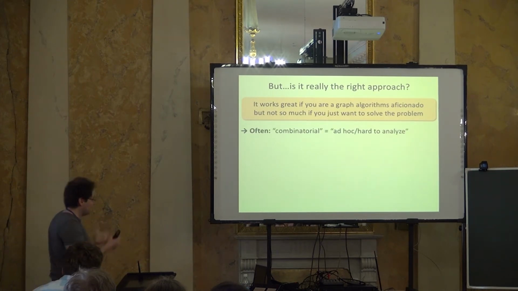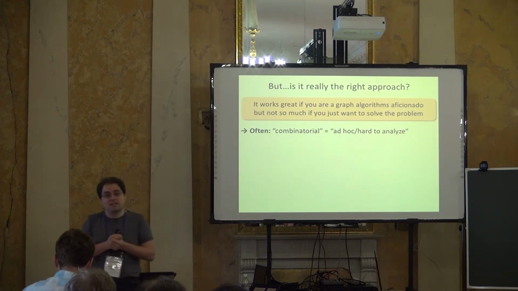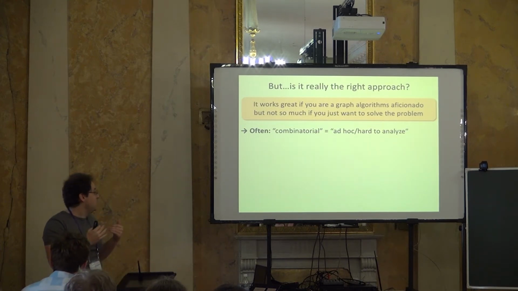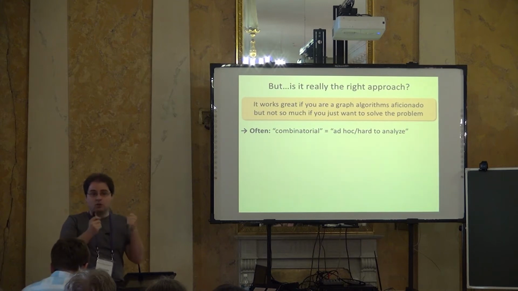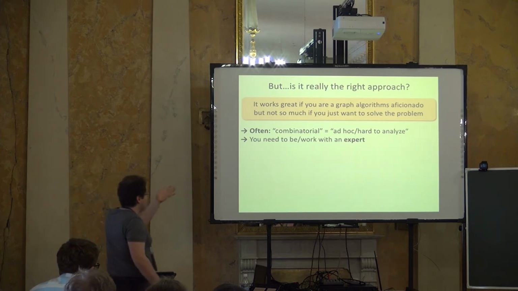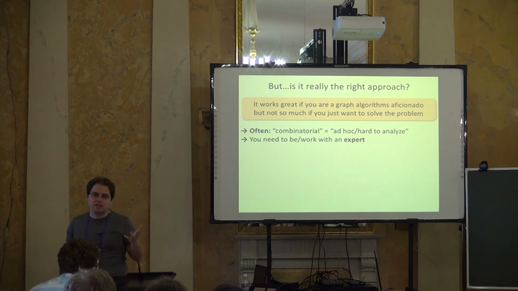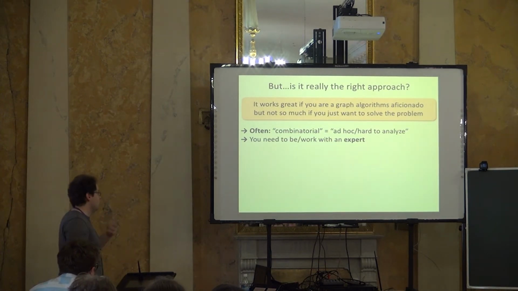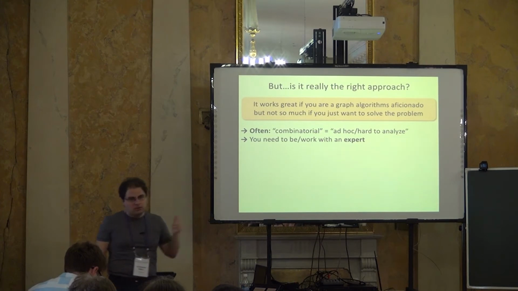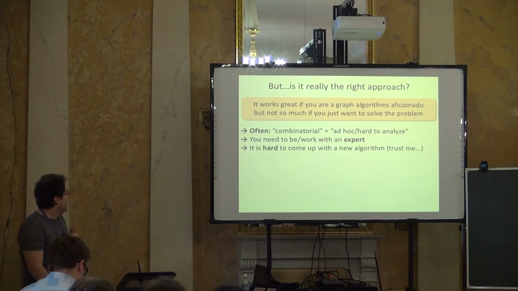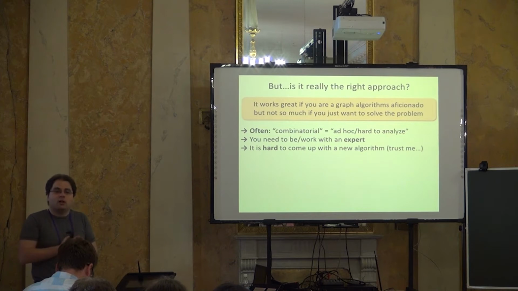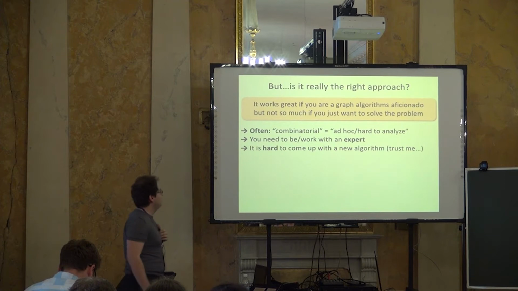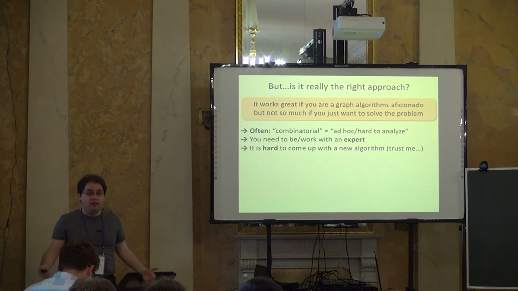So first of all, being combinatorial comes at a price, because combinatorial usually means that you have to come up with some ad hoc analysis, which is hard to come up with. And essentially whenever you want to solve a new problem, you need an expert who actually understands these combinatorial ideas and can apply them in some creative way. Good for us, it keeps us in business, but maybe not good for everyone. And it is hard to come up with new algorithms, I can attest to that on many examples, especially the ones where I failed.